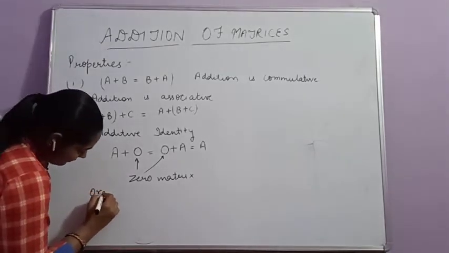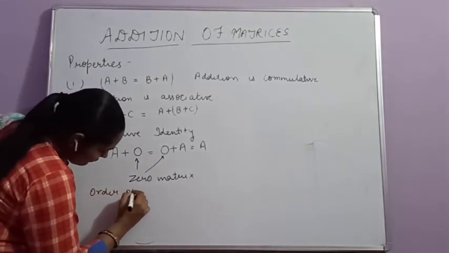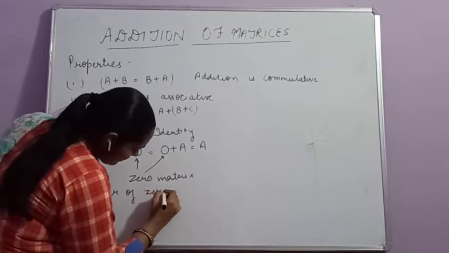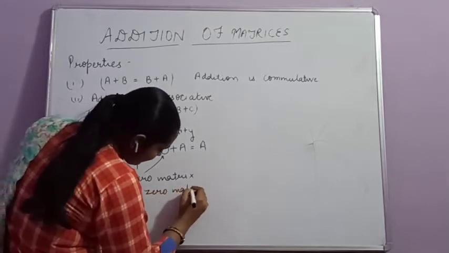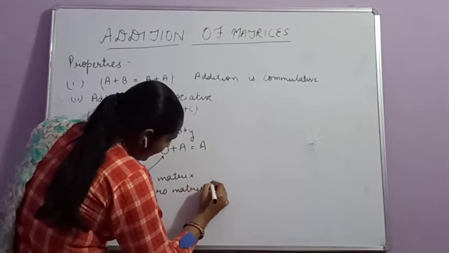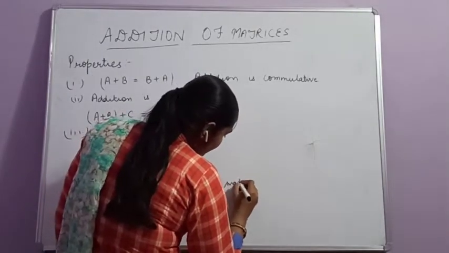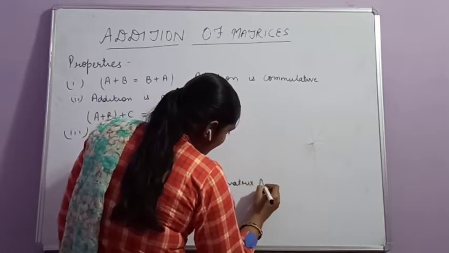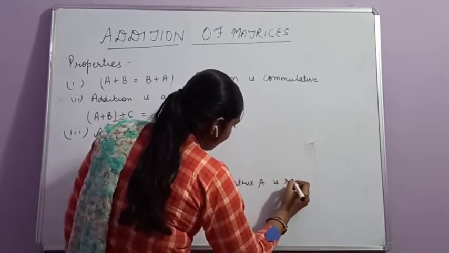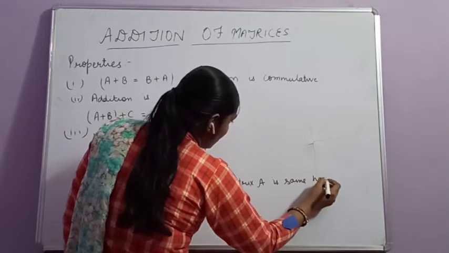The order of the 0 matrix and matrix A is the same here. Clear?